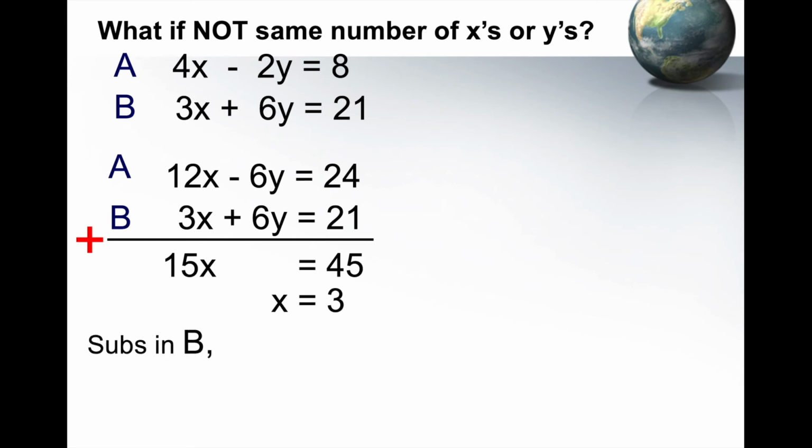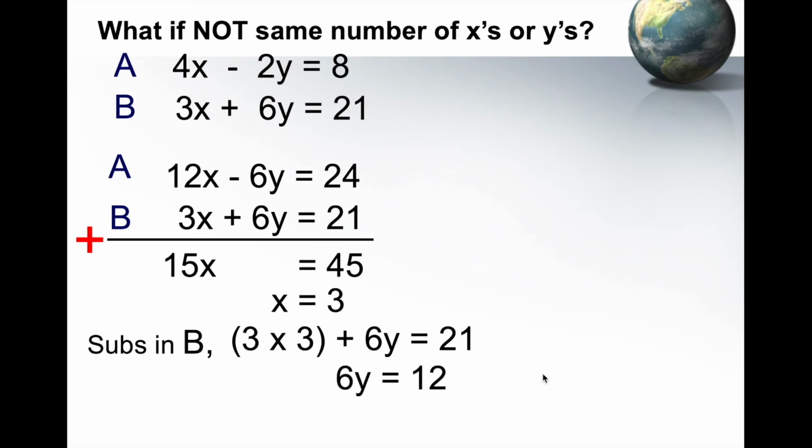Substitute x equal to 3 into either A or B. In this case, I substitute into B. So I have 3x, that means 3 times 3, plus 6y is equal to 21. Tidy this up, you have 6y is equal to 12, and y is equal to 2. So the answer is x is equal to 3, and y is equal to 2.